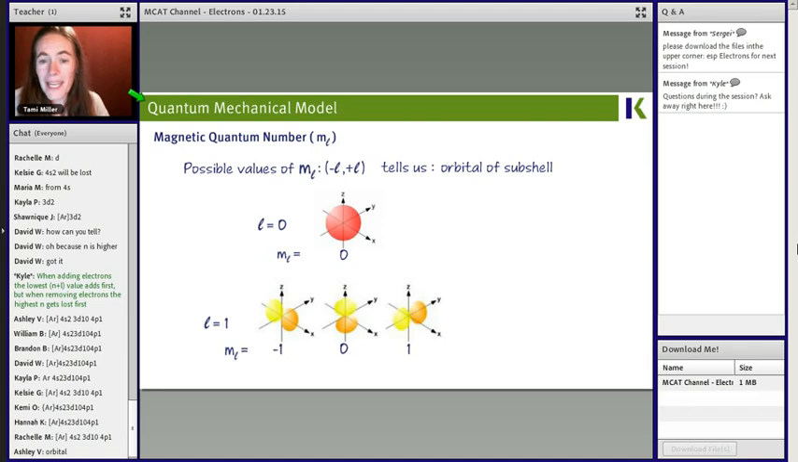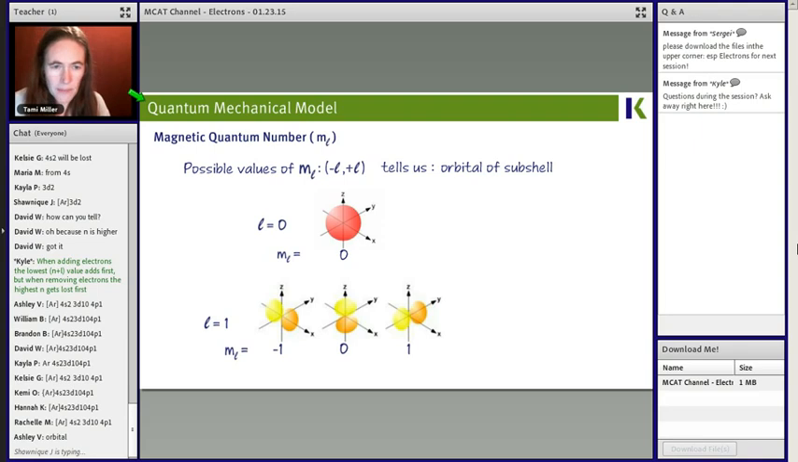Our P's, however, go from -1 to +1 because the azimuthal number is 1. So we have -1, 0, and 1, which tells us there are 3 orbitals. Now, Px, Py, Pz. Do we, for test day, actually have to know the shapes of our orbitals?